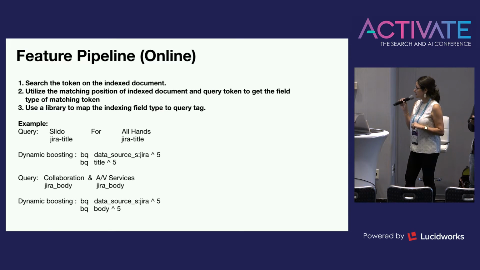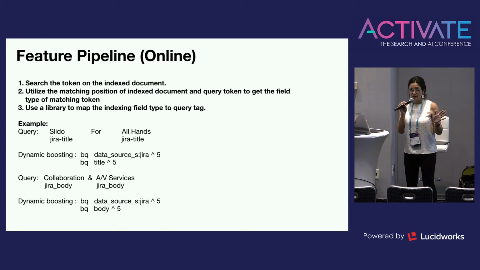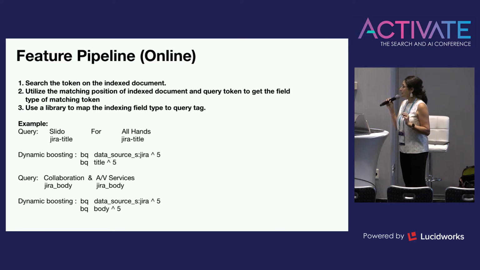In order to understand the query better, we map each query segment to the intended corpus attributes. You can see some examples of the query here. We search the token first on the index document, and by getting the position in the index document and the query token, we can map it to the specific field. Each of these queries is mapped to a specific data source and also a specific field.